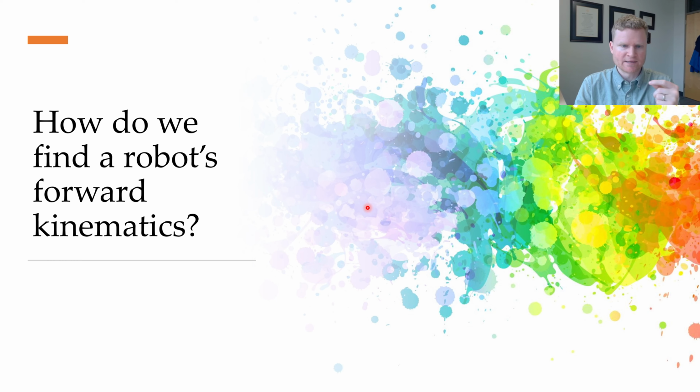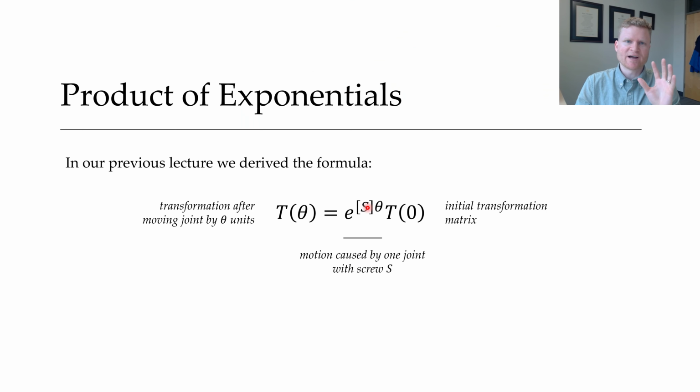Now, how do we go about finding them? The good news is we've actually already started on that process with our previous lectures. In the previous lecture, we derived this formula that you see right here. We start off with some sort of initial transformation matrix. We multiply it by the motion caused by one joint, and we get the resulting transformation matrix that captures how the robot moves after we've moved this joint by theta units. So you can think about this as the forward kinematics for a robot that just has one joint. I've got my initial transformation matrix, I've got the motion, and I get my resulting transformation matrix.